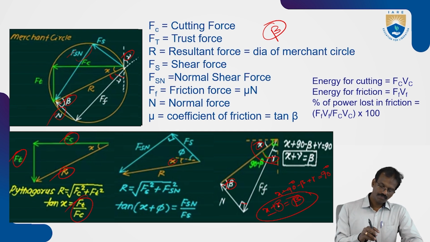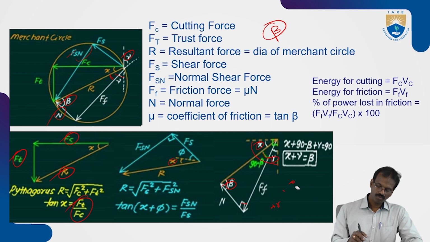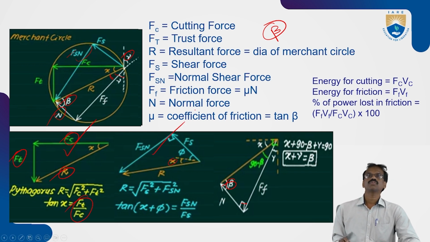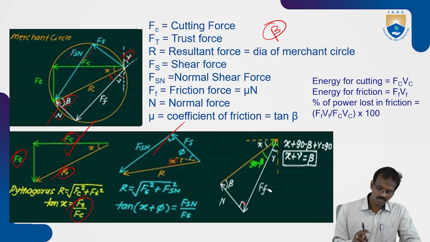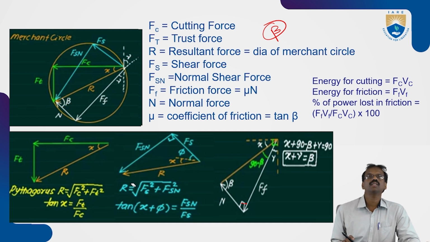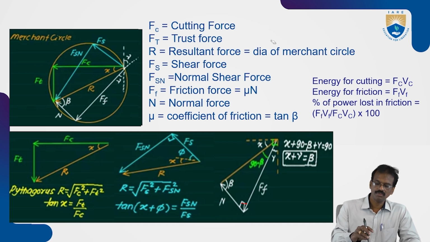Okay, so these are the different triangles which are related to different forces. The first triangle is related to cutting force, the second one is the triangle related to shear force, and the third triangle is related to frictional force. By using these triangles, we can find out the forces, and we can find out the angles. Okay, so by using this triangular method, you can identify this. Otherwise, by using the merchant circle, we can find out the formula for the different forces. Next class, we'll discuss that also.